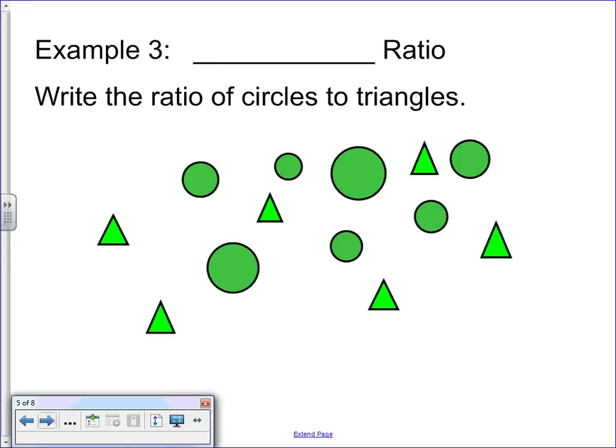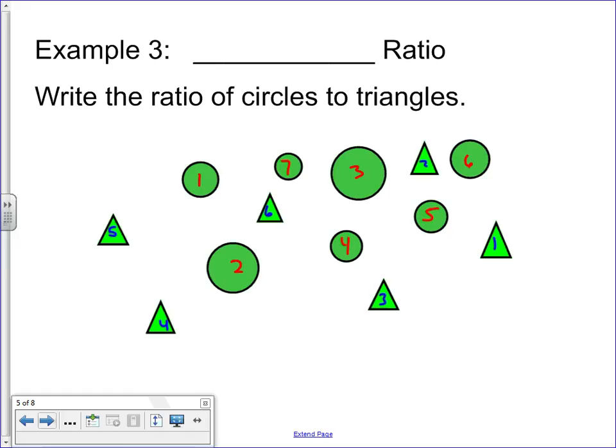So we've got our triangles and our circles here. So first we need to write a ratio of circles to triangles. So if it's circles first, let's count the circles. There's 1, 2, 3, 4, 5. There's 6, okay? And then we need to count the triangles. There's 1, 2, 3, 4, 5, 6. Oh, sorry, I missed one of my circles. There's 7 circles. So I know that I have 7 circles and 6 triangles.